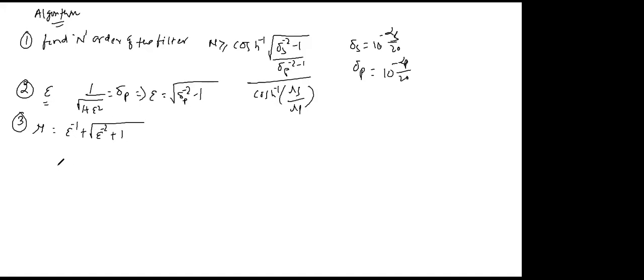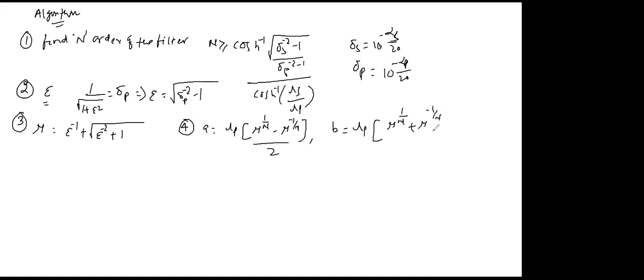Then what is the fourth step? Find the values of a and b. A is omega_p times (mu to the power 1 by n minus mu to the power minus 1 by n) by 2, and b is omega_p times (mu to the power 1 by n plus mu to the power minus 1 by n) by 2. What is the fifth step?